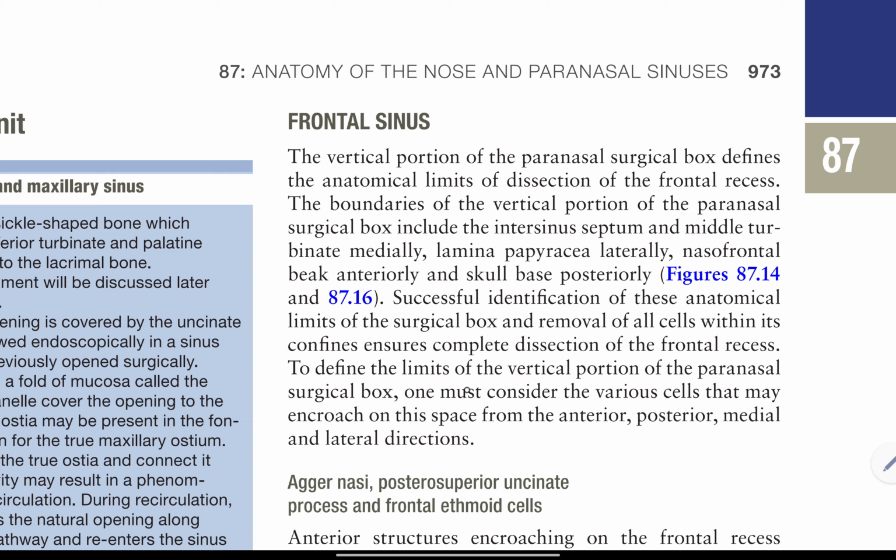To define the limits of the vertical portion of the paranasal surgical box, one must consider the various cells that may encroach on this space from anterior, posterior, medial, and lateral directions.